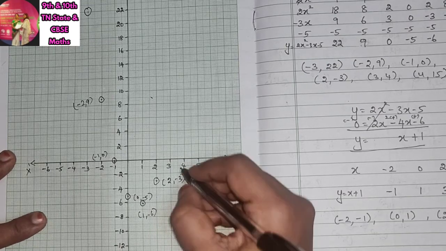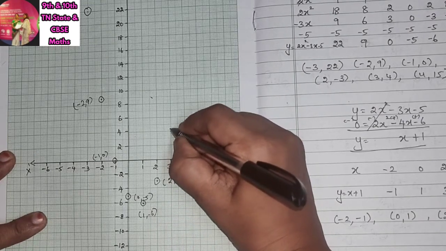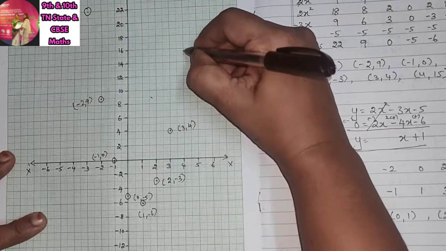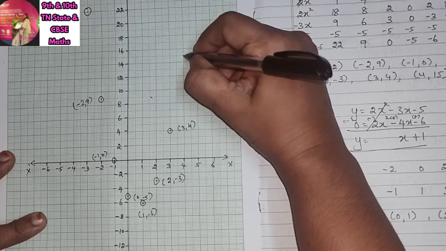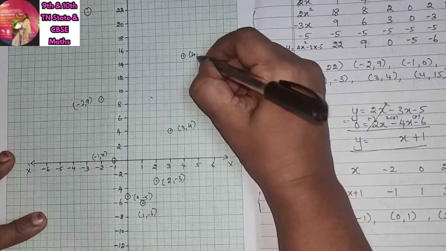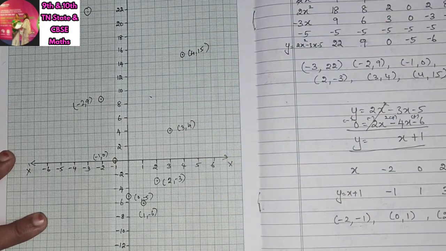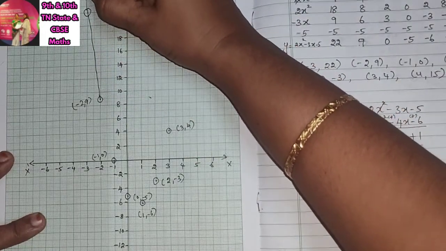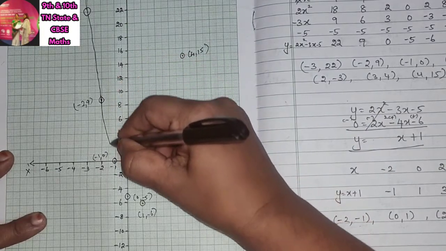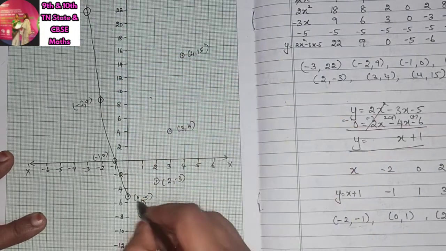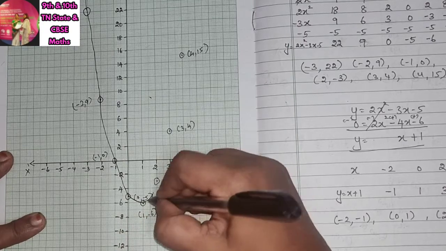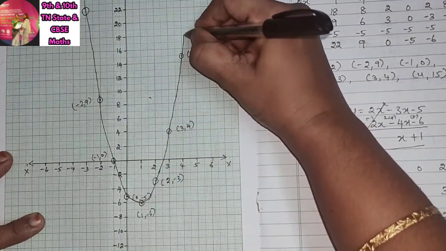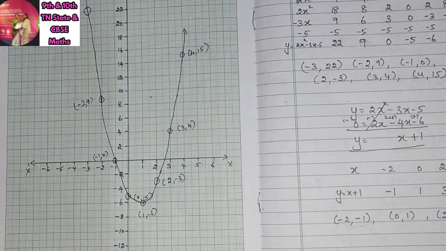Then (3, 4). Then (4, 15). So now we'll join these points to get a parabola. So we got a parabola here for the given points.